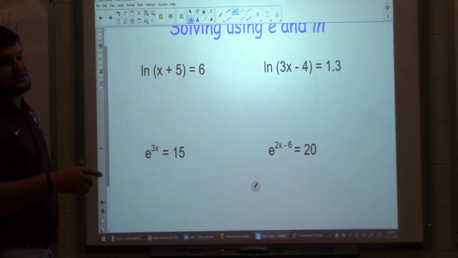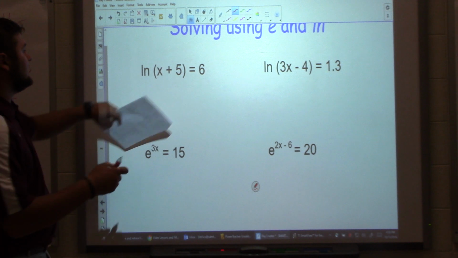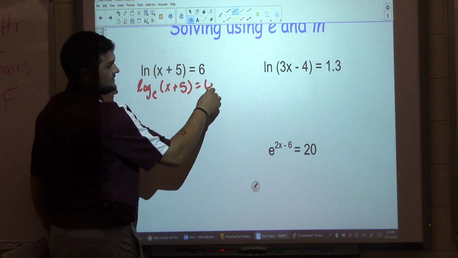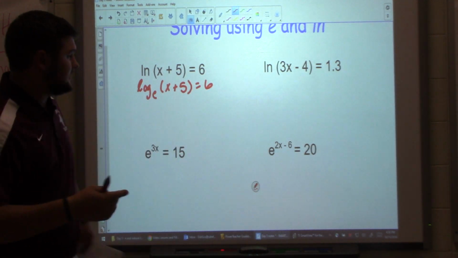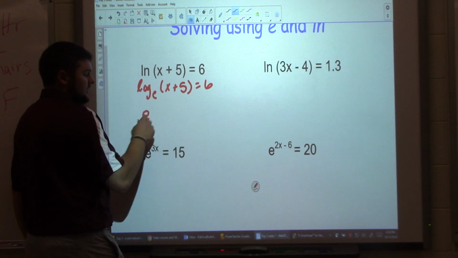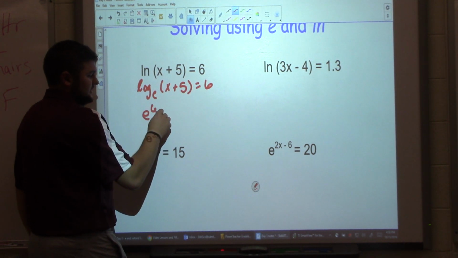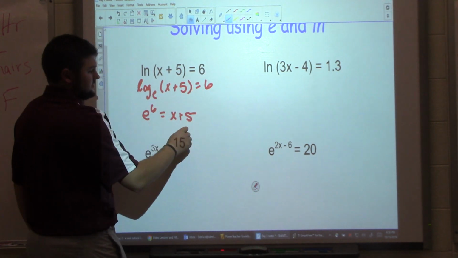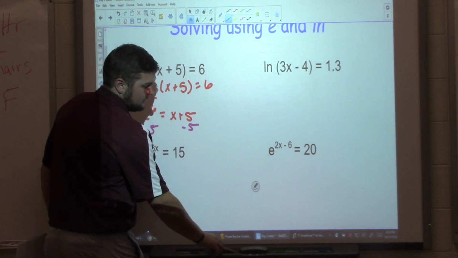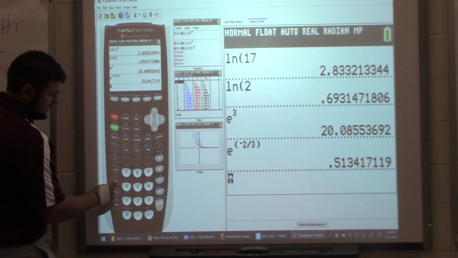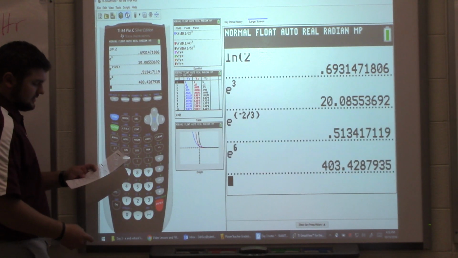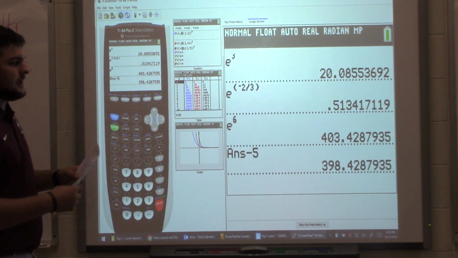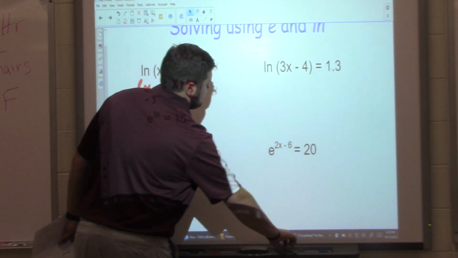If it is easier for you to switch it from log to exponential with the natural log as log base e of x plus 5 equals 6, go ahead and do that. Right? Then we can switch it to base of my logs, base of my exponent. So e to the 6th power equals x plus 5. Well, to solve that for x, I'm going to subtract 5 from both sides. So when I go to my calculator, I do second natural log, e to the 6th, enter, minus 5, enter. Should give me about 398.43 if you round to the nearest hundredth.